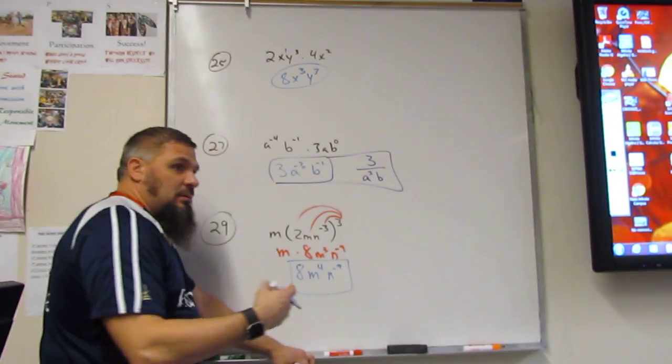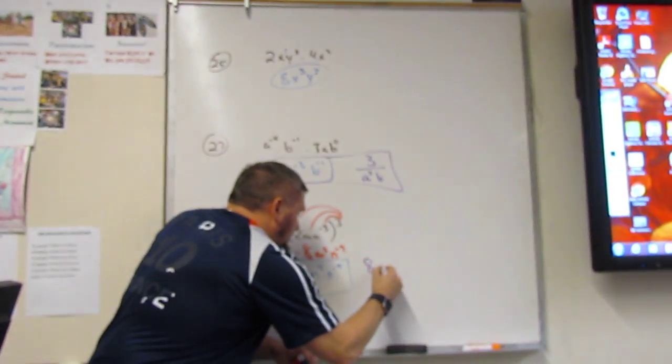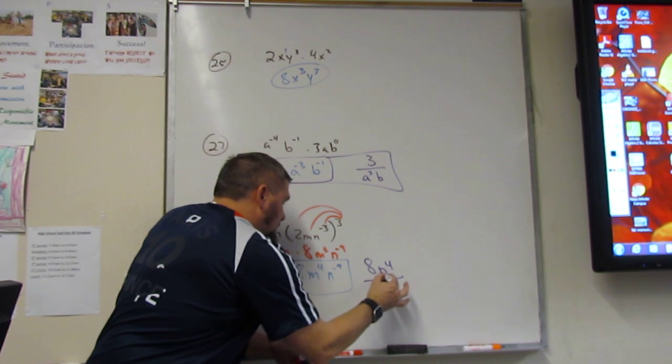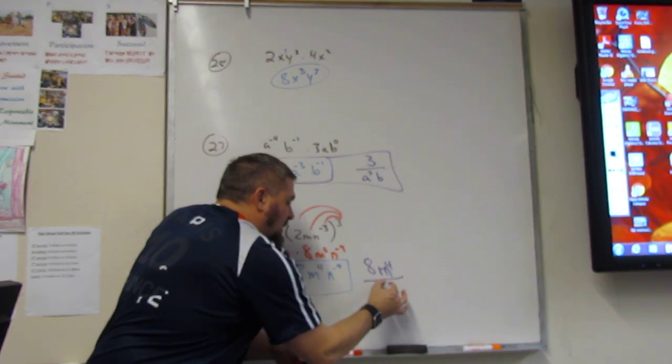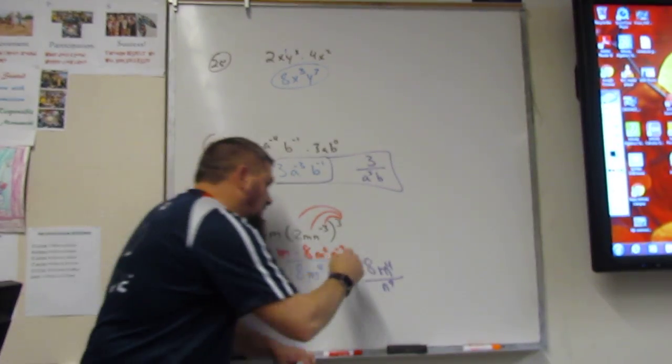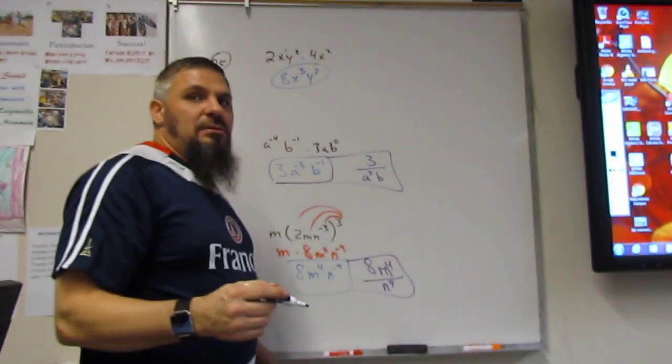8 over m to the 4 over n to the 9. 8n to the 9 over m to the 4. You just change the negative to a positive. Is that easy? All right. Next.